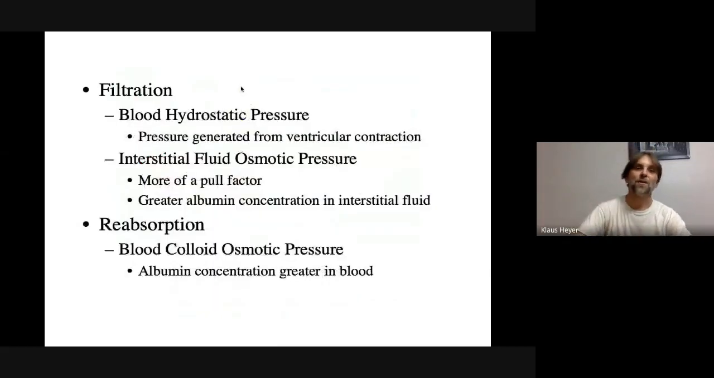So blood hydrostatic pressure and interstitial fluid osmotic pressure are both pressures driving filtration. Blood colloid osmotic pressure is driving reabsorption. You're going to see something similar when we talk about renal function.